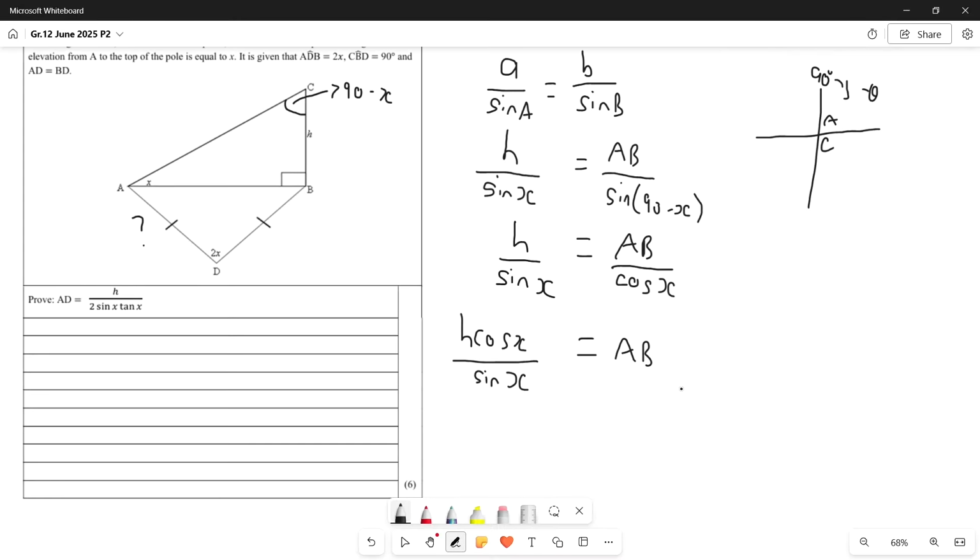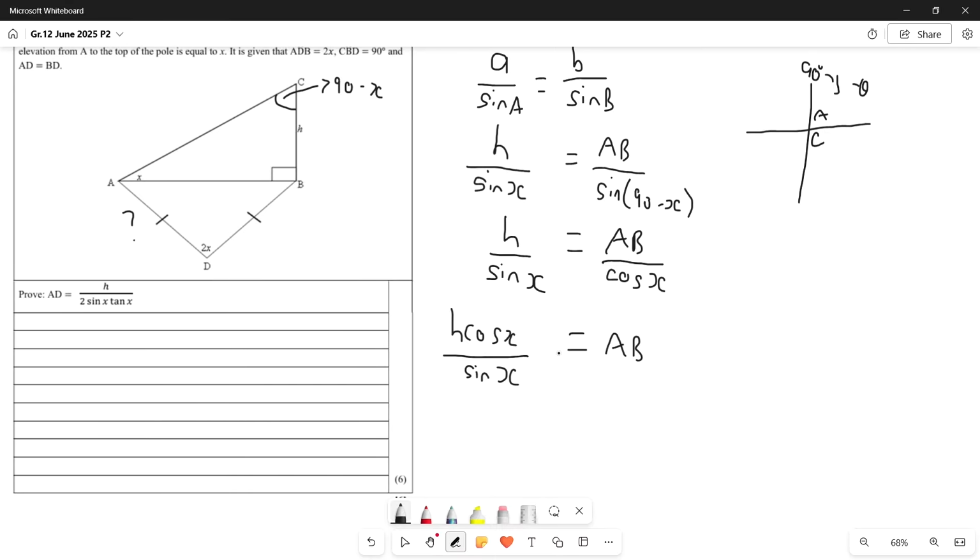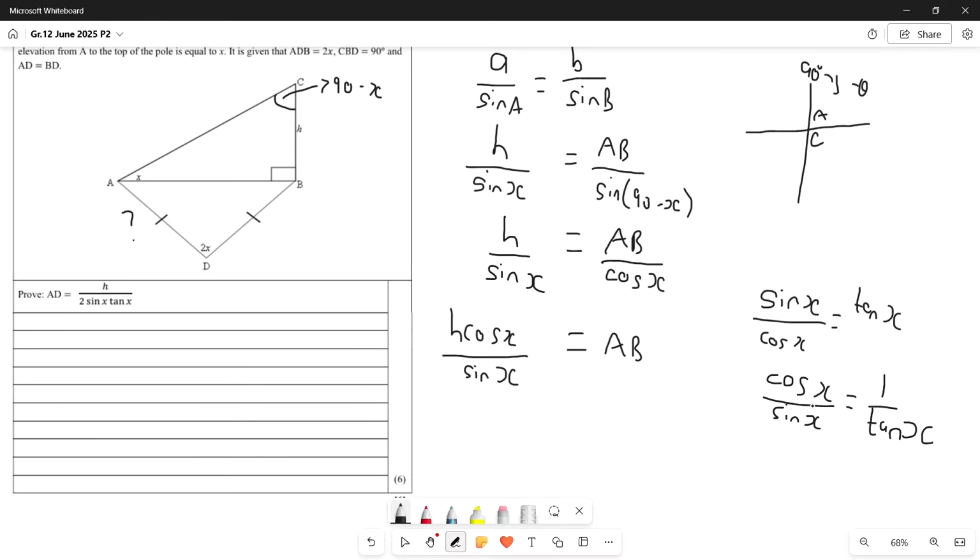And then one more move, because we have isolated for AB, but sine over cos, as we know, is tan x. But cos over sine equals 1 over tan x, which means we can just simplify the cos x over the sine x and turn that into tan x at the bottom, which is even better for us because now we have the tan x that we can bring into our final answer when we solve for AD.